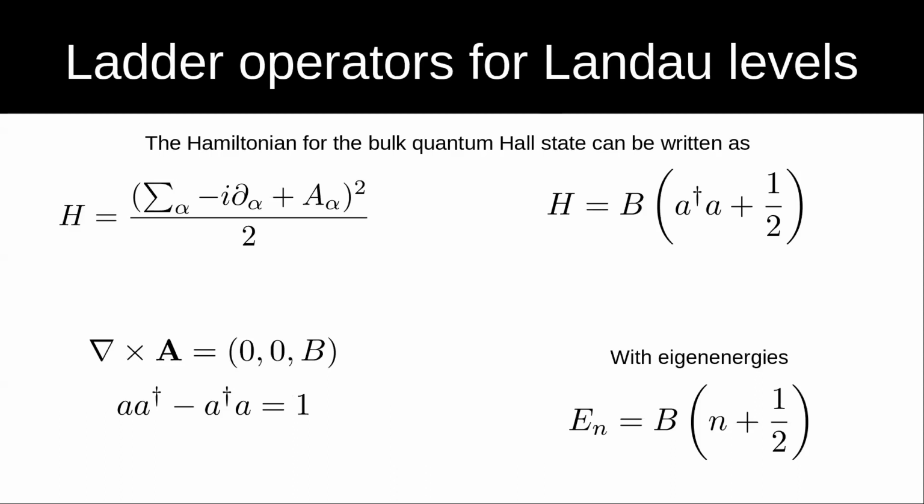Now, the idea is that the Hamiltonian of the quantum Hall state can actually be written just as a harmonic oscillator. So you take the definitions of the previous slide, and you automatically see that the Hamiltonian can be written as a dagger a plus 1/2, for non-interacting electrons, of course. And this is an automatic consequence of the Hamiltonian describing a harmonic oscillator.